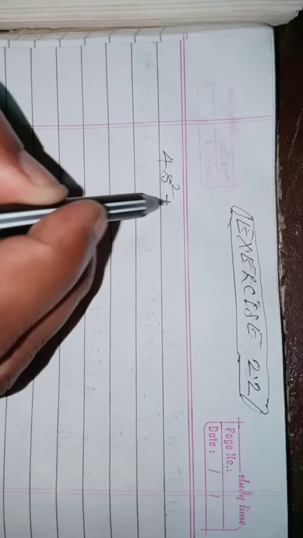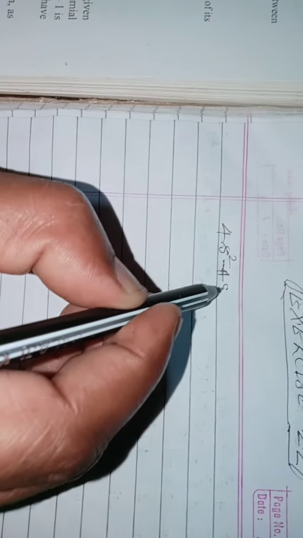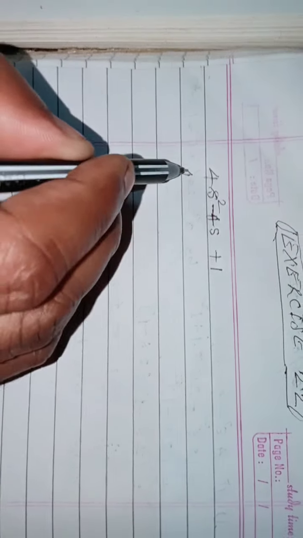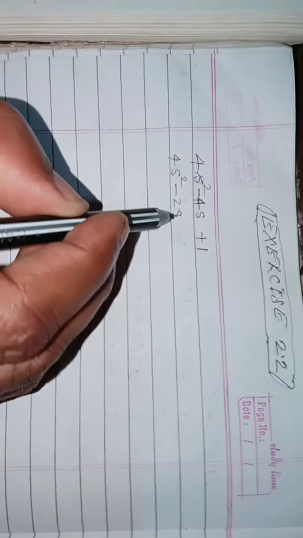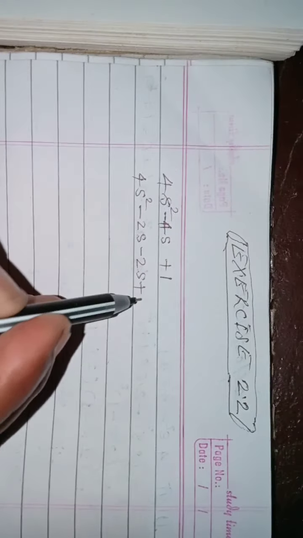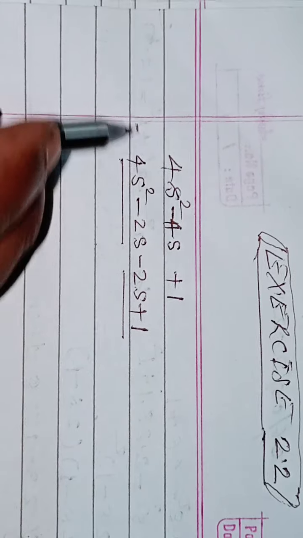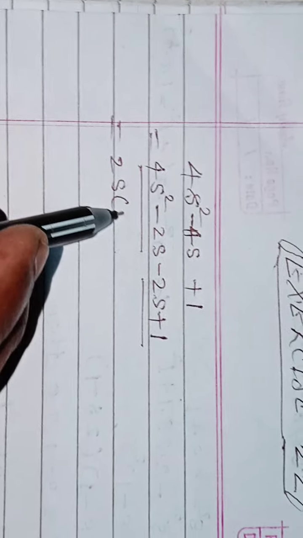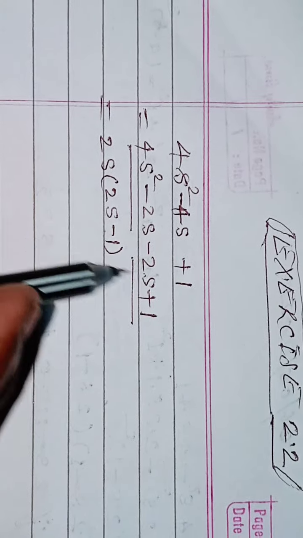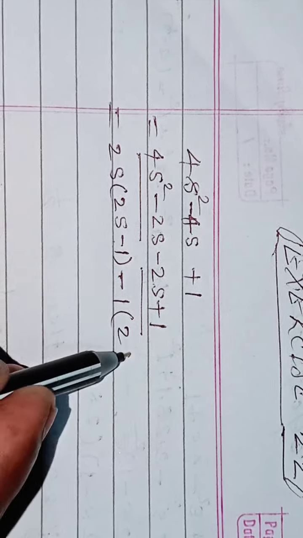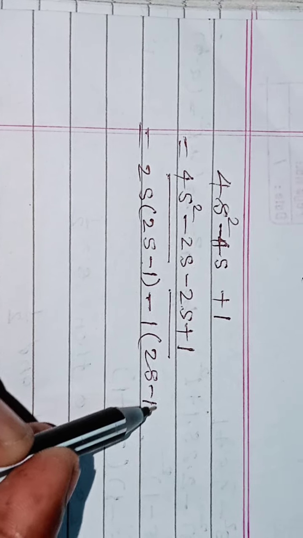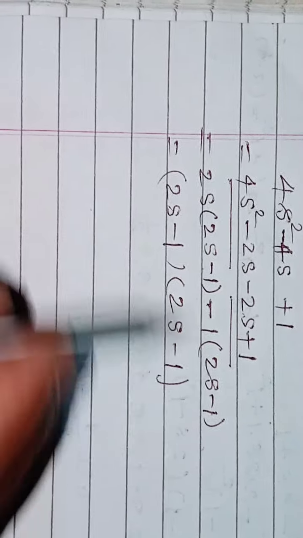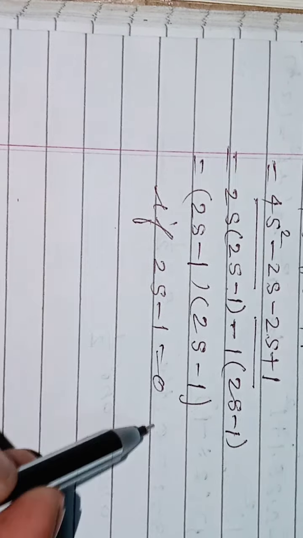4s square minus 4s plus 1. 4s square minus 2s minus 2s plus 1, making groups of 2: 2s common, 2s minus 1; common, 2s minus 1. Both factors are the same, so 2s minus 1 is equal to 0.